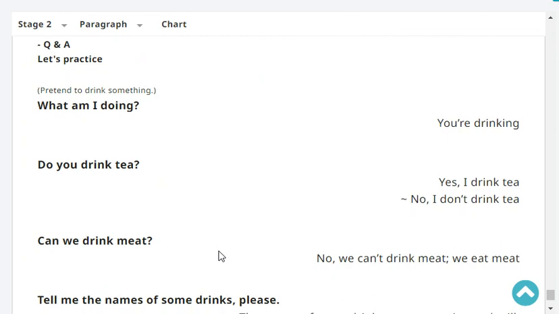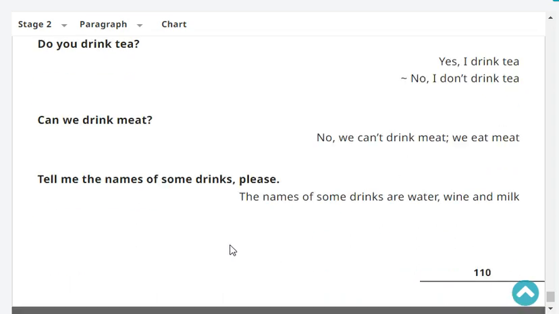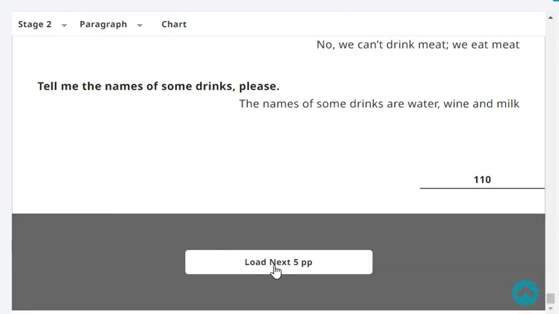Do you drink tea? Yes or no? Yes, I drink tea. Can we drink meat? No, we can't drink meat. We eat meat. Tell me the names of some drinks, please. The names of some drinks are water, wine, and milk. Very good.